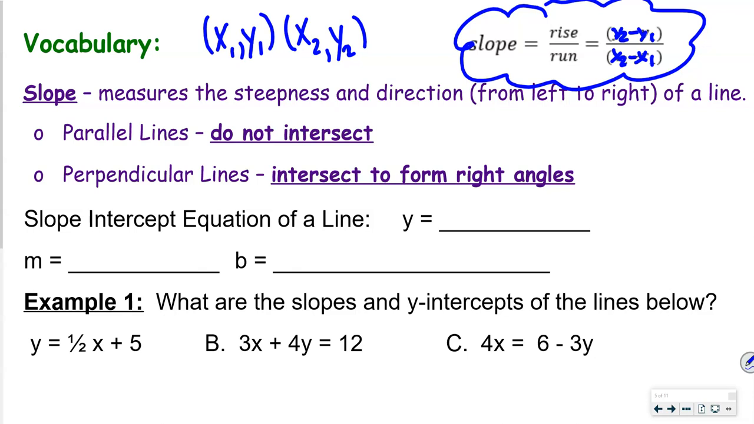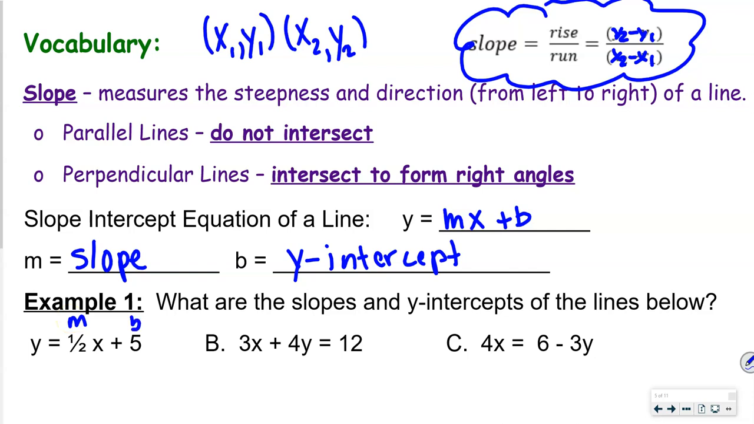So the slope-intercept equation of a line is y is equal to mx plus b, where m is the slope of the line and b is the y-intercept of the line, right? So what we're going to do before we do anything else is review a little bit of this with some equations. See that this is our m, and this is our b, in the equation y equals mx plus b. So m is our slope, so m is equal to 1/2, and b is equal to 5, which is our y-intercept, okay?